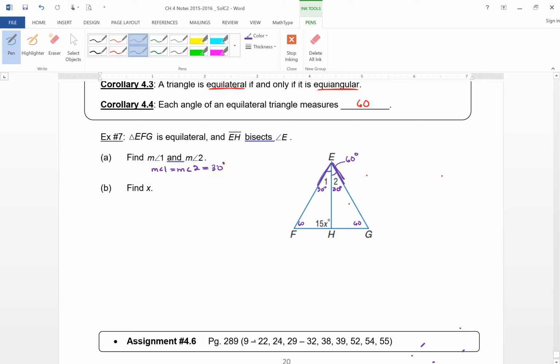Next, it says to find x, okay? So if I just focus on this triangle to the left, if this is 60 and that's 30, together they make 90, which means 15x is equal to 90, so x is equal to 6. Okay. That doesn't mean that they're perpendicular. Bisecting doesn't mean that it's perpendicular.